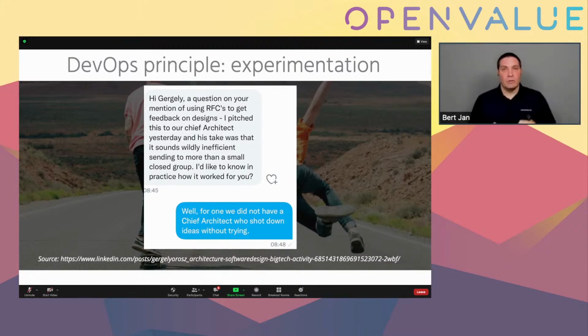Because you don't know the results up front. But you can turn this around and say, no, make a business case why I should not try this. And if there's no answer, then go ahead and try it and incorporate the feedback in the next iteration of your design.